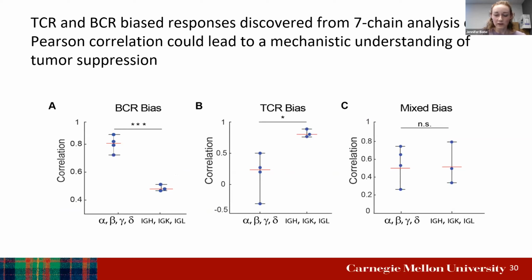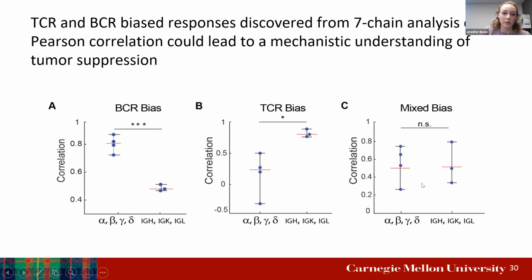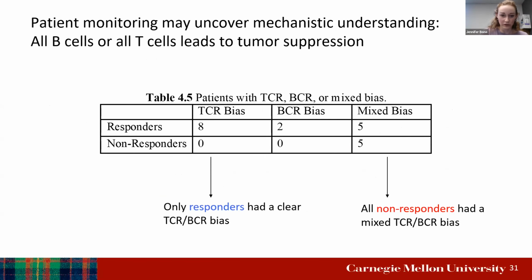So there were 3 different states that we found: a BCR bias, a TCR bias, like I just showed you, and then a mixed bias. So there were patients that didn't have that difference in T cell and B cell response to IL-2 at all. When we put all the data together for all of the patients, we found that only the responders had a clear TCR and BCR bias, and that all the non-responders had a mixed TCR-BCR bias. And there were a couple of patients who did end up responding that had a mixed bias.